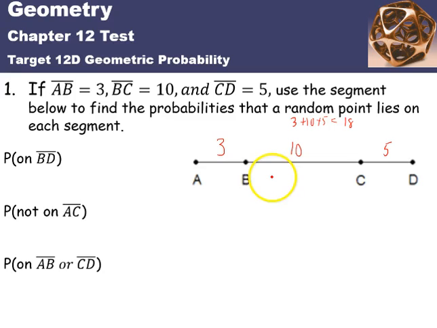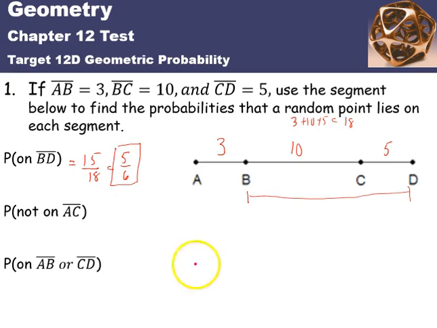So the probability of it landing on BD, well, BD is from here to here. And how long is that? It's 15. So it looks like it's going to be 15 out of the total, which is 18. And that can be reduced by 3. So 15 divided by 3 is 5, and 18 divided by 3 is 6. So 5/6.